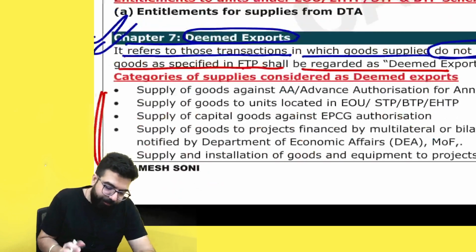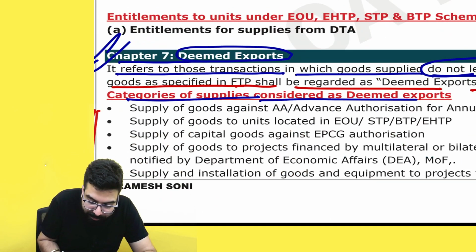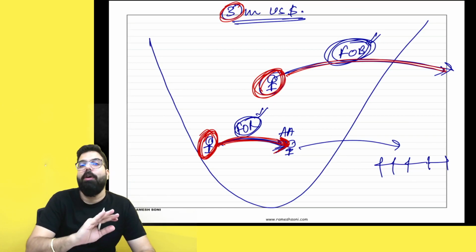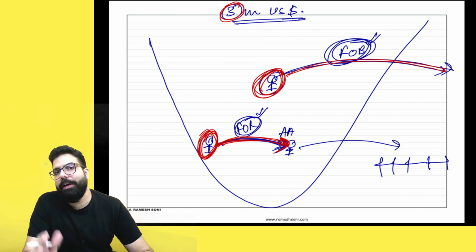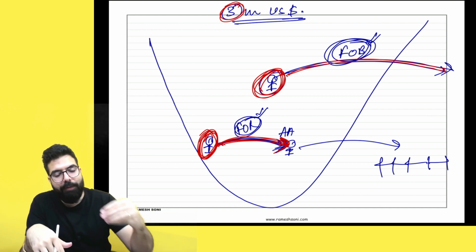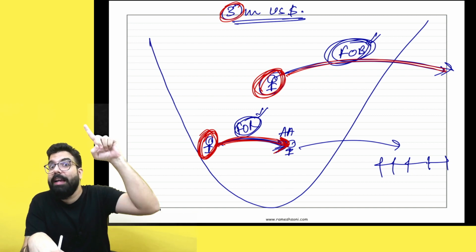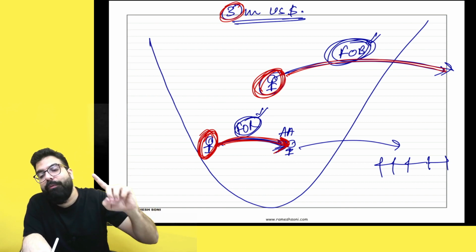Everyone over here now. Now, what are the category of supply which will be considered as deemed export? It means even if my goods are not leaving India, but still those goods will be considered as deemed export supply. Means even if I am supplying in India only, but that will be considered as deemed export. And when I am calculating $3 million, I will be considering that item's FOR value. ठीक है sir?